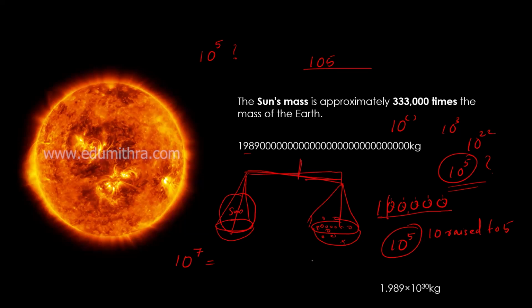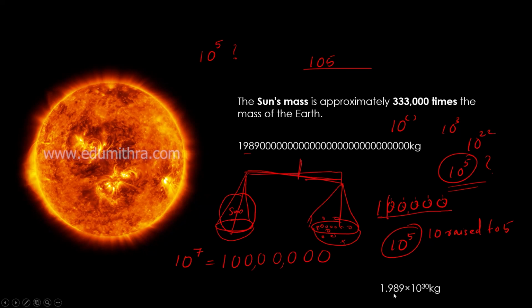Answers are coming. Let me count the zeros. How many? 1, yes, 3. Yes, almost all of them are getting it right. So that is 1 followed by how many zeros? 7 zeros. 1, 2, 3, 4, 5, 6, 7. Okay, so this is how you can write it. This is the way of writing.